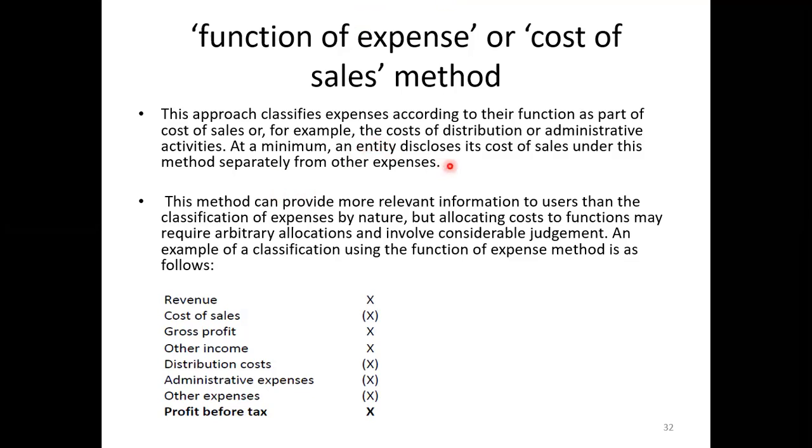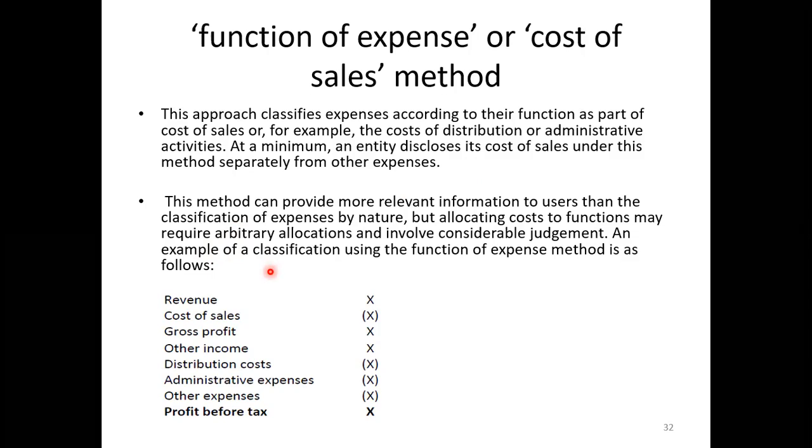At a minimum, an entity shall disclose its cost of sales under this method separately from other expenses. When we look at the income statement, we can find, most of the time, at the top of the income statement revenue, after that cost of sales, then we get a gross profit. So this method can provide more relevant information to users than the classification of expenses by nature. But allocating cost to functions may require arbitrary allocations and involve considerable judgment.